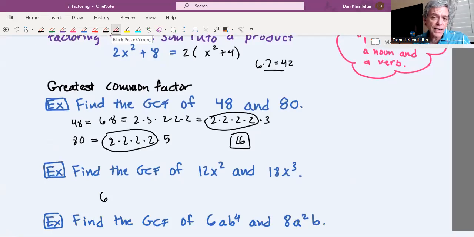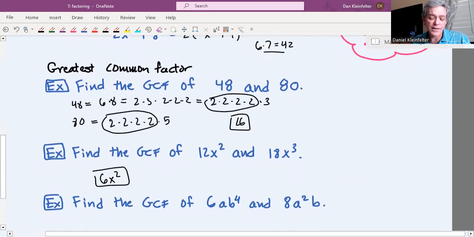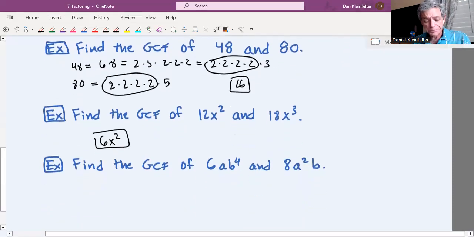And then x squared and x cubed. X squared has 2 factors of x. X cubed has 3 factors of x. We'll take the minimum of those two because that's what they share. And that will be 6x squared. 6x squared will be the greatest common factor of those two terms.